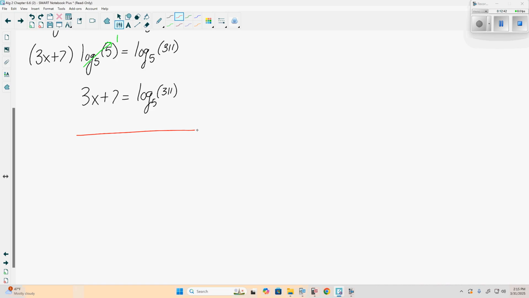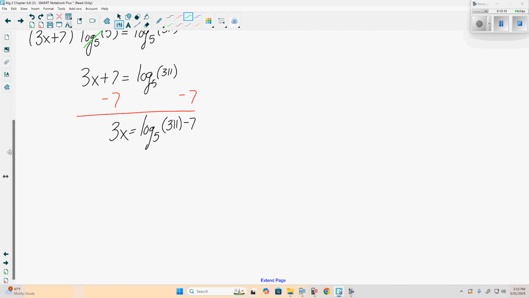Now we just need to solve for x. So the first thing we can do is subtract 7 from both sides. Tells us that 3x is equal to what? Log base 5 of 311 minus 7. Because again, that 311 is stuck inside the log. We can't subtract 7 from it. The only way we could subtract 7 is if we get the decimal approximation. We'll leave it as this here.